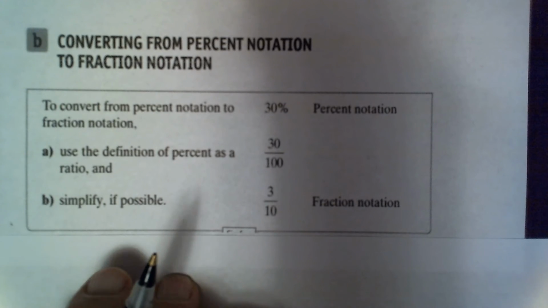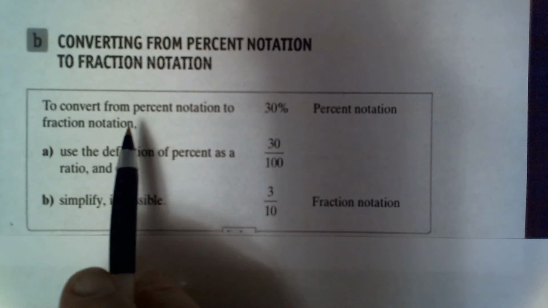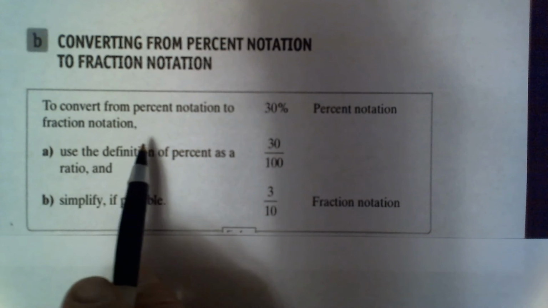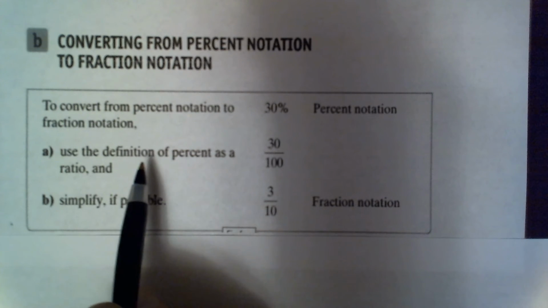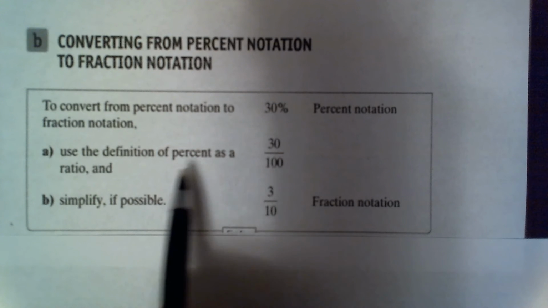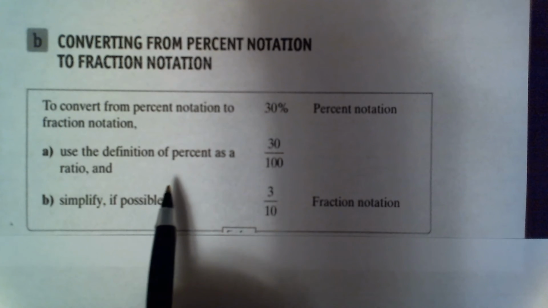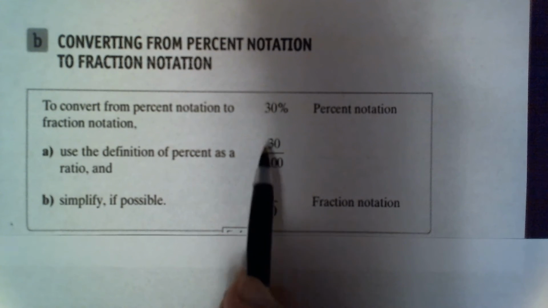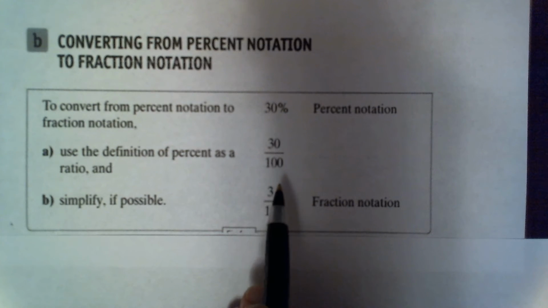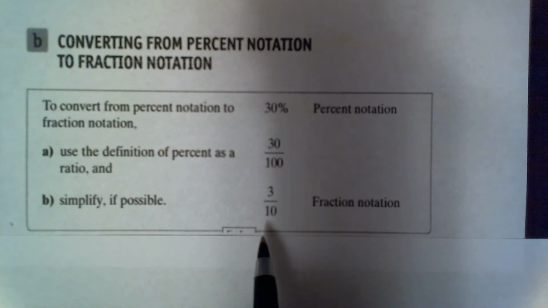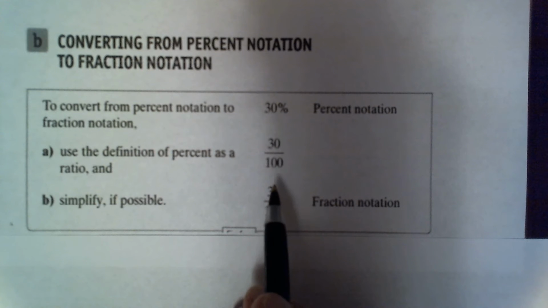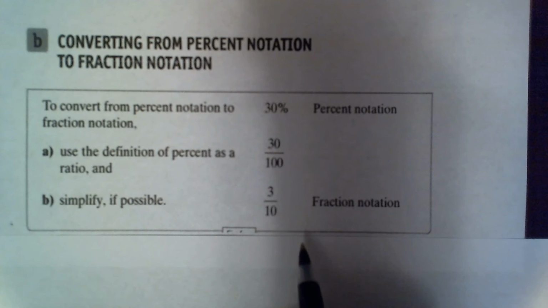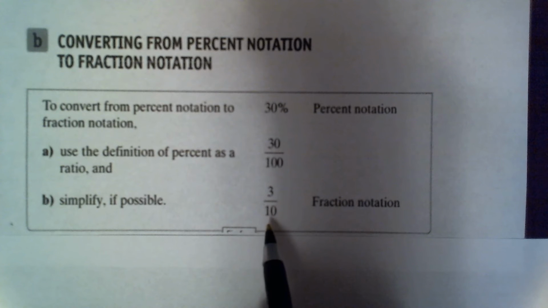Next, we're going to learn how to convert from percent notation to fraction notation. It's quite simple. To convert from percent notation to fraction notation, like 30%, we use the definition of percent as a ratio, like 30% means 30 divided by 100, and then simplify if possible. So here we factor a 10 in the numerator and a 10 in the denominator, so we have 3/10 as a fact in the fraction notation. So 30% equals 3/10.